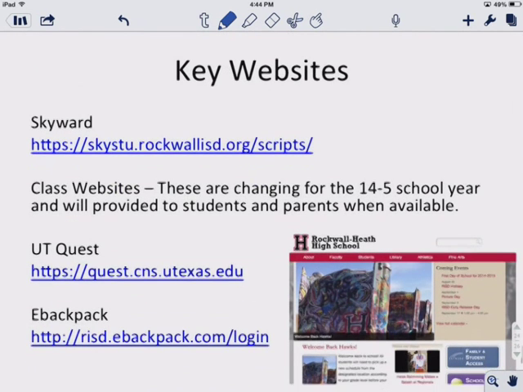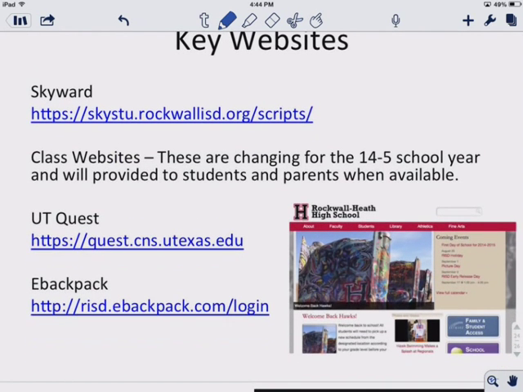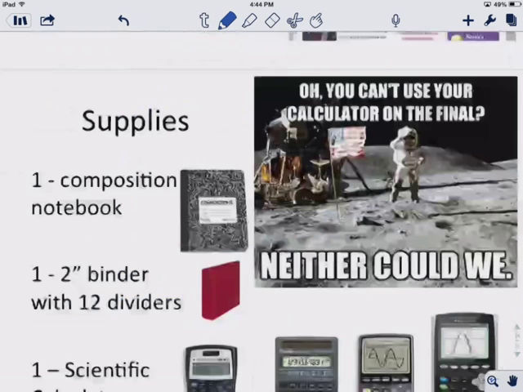Key websites that we need to know. We have our Skyward website that we need to have. Class websites, these are changing for the 2014-15 school year, and we'll provide these as soon as they're available, ready for you to go. That's where we'll get the majority of our information for the class, but we just need a little bit of time before those are final. UT Quest, and that's a key website, and then eBackpack, so we can put things there for you to download in case you lose a notes packet or something like that.